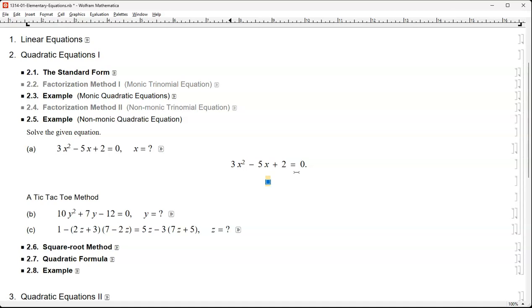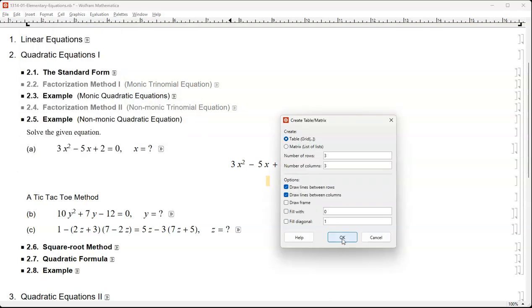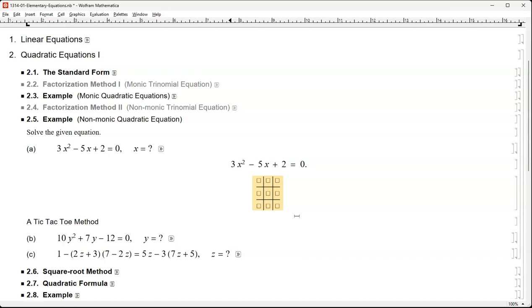How does it work? Let's begin with a tic-tac-toe board. And then let's begin with the leading coefficient, the first coefficient, and the constant term, the third coefficient. So 3 times 2 is 6. That is my step 1.